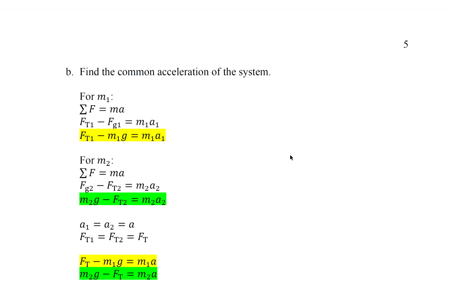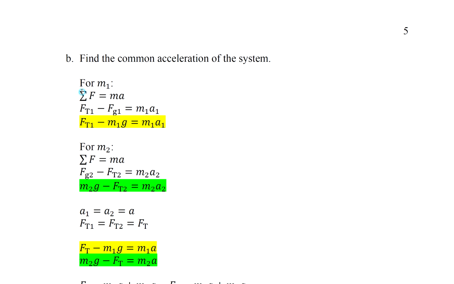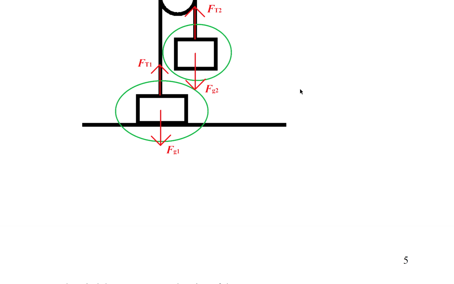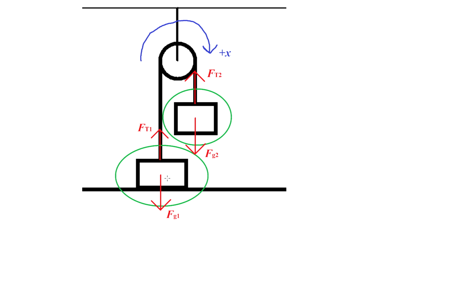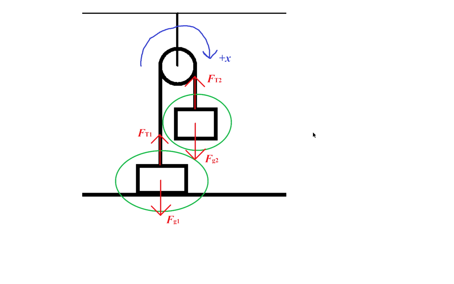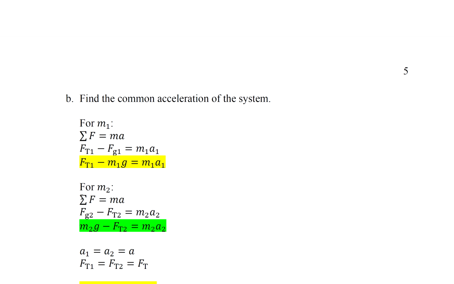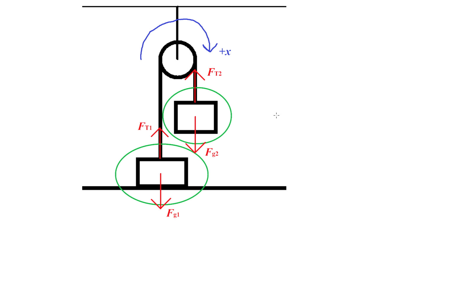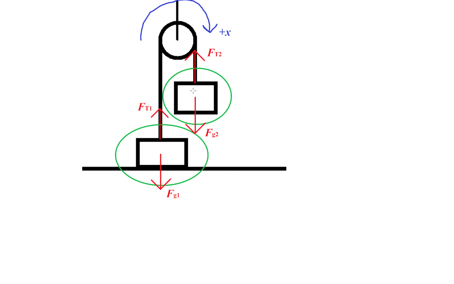Part B, find the common acceleration of the system. For mass 1, sigma F equals ma: force tension minus force gravity equals ma. Why? Because for mass 1, force tension up is making the object go in the positive direction. Force gravity down is making the object move in the negative direction. For mass 2, we have force gravity minus force gravity... force gravity minus force tension equals ma. So you could see the force of gravity makes mass 2 go down, force tension makes mass 2 go up.